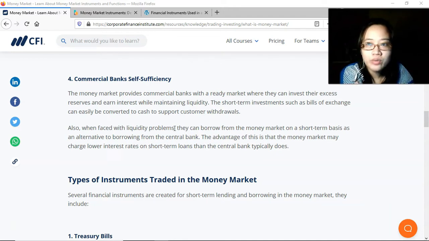Also, when faced with liquidity problems, they can borrow from the money market on a short-term basis as an alternative to borrowing from the central bank.